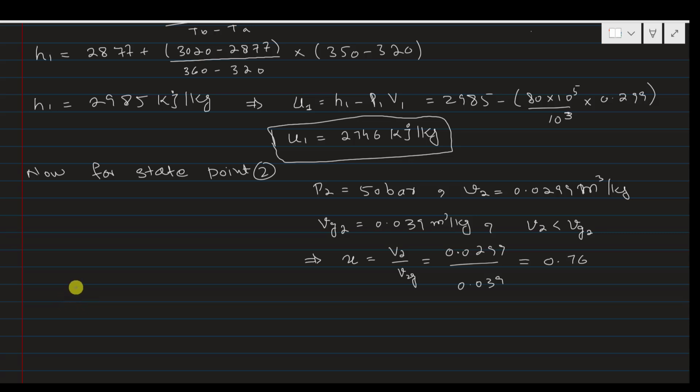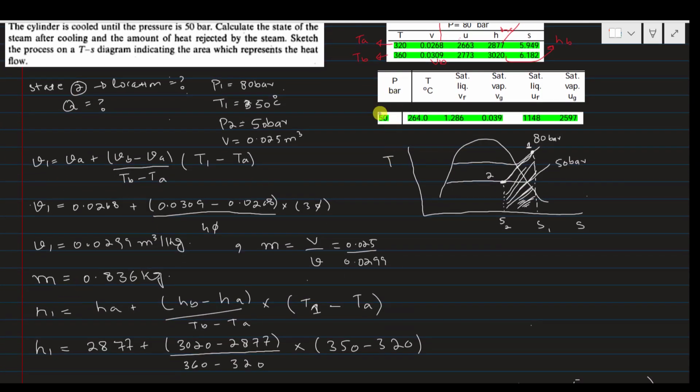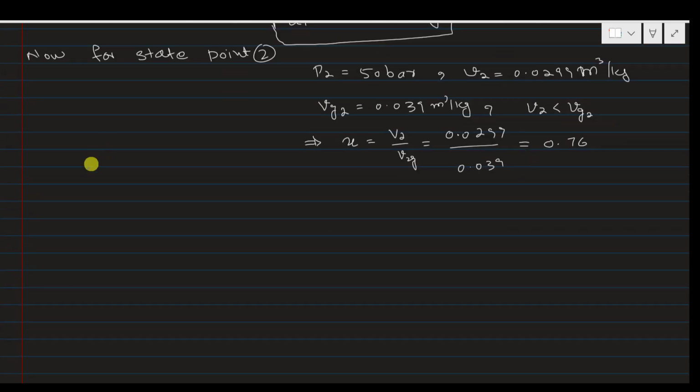Next, we need to determine the internal energy at state point 2 at the saturation temperature. Before that, let's come to the steam table. At the saturation pressure of 50 bar, the internal energy Ug2 is 2597, and the liquid internal energy Uf2 is 1158. After subtraction, you will get the Ufg2 value, that is 1449 kilojoule per kg. Now you can easily calculate the internal energy at state point 2, because the dryness fraction is determined.